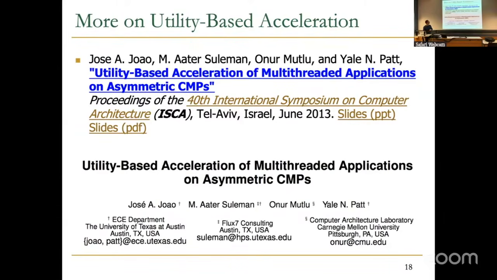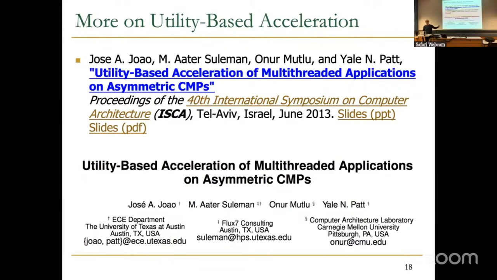This clearly is much more complicated than thread waiting cycles, right? Thread waiting cycles was easy. It's relatively easy to compute once you have the mechanisms in place to actually keep track of them. In this case, you need to keep track of a whole lot more. And that's true for any kind of utility-based metric.